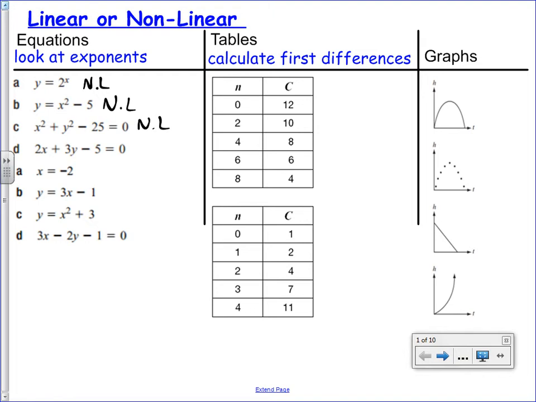It is linear. Why? Technically there is exponents, but they're all what? 1. If they're all 1, we're okay with that. Anything bigger than 1, we're not okay. All right, how about A?